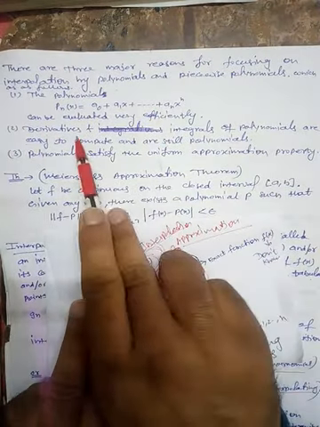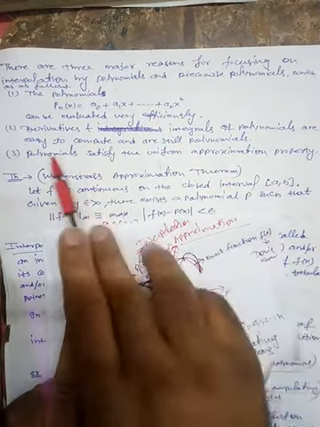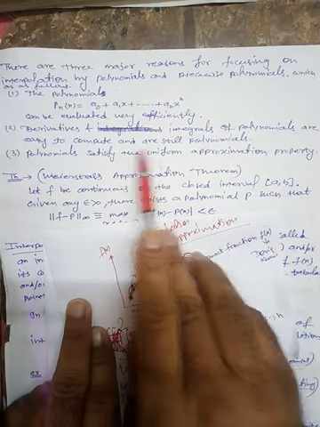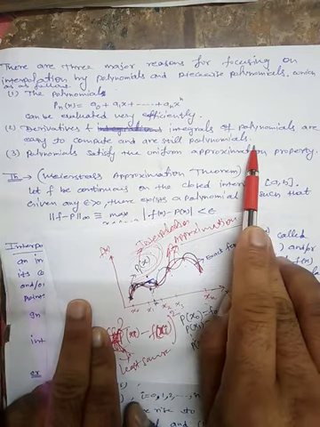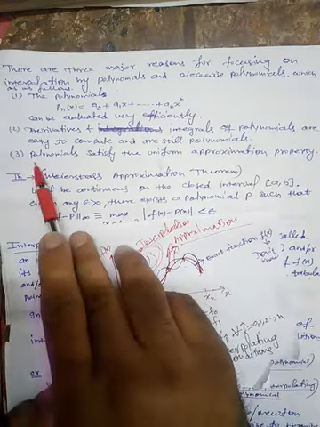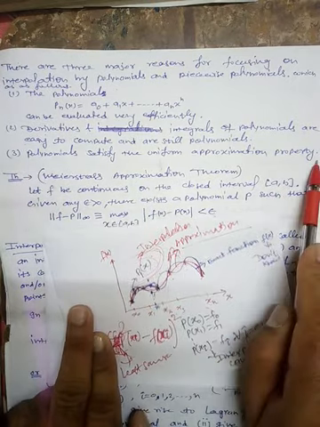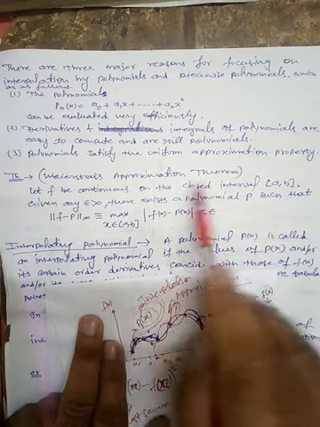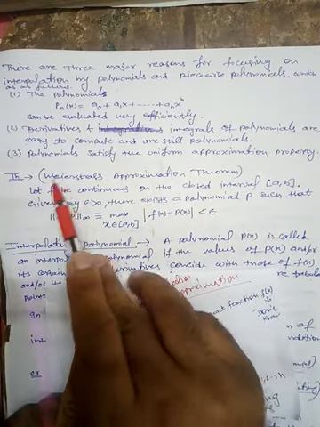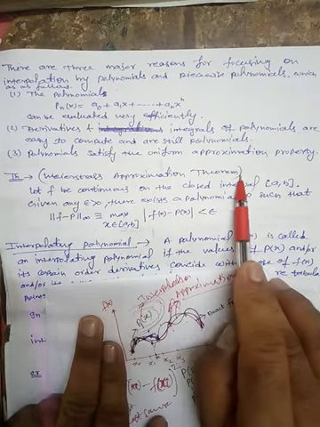Second, the derivatives and integrals of polynomials are easy to compute and are still polynomials. Third reason is polynomials satisfy the uniform approximation property. What is that property? The property is listed here. This is known as the Weierstrass approximation theorem.